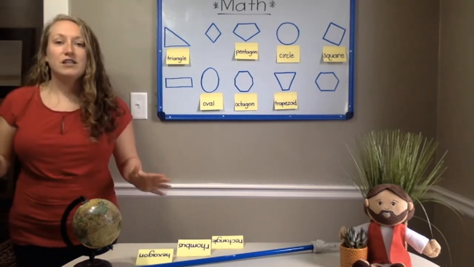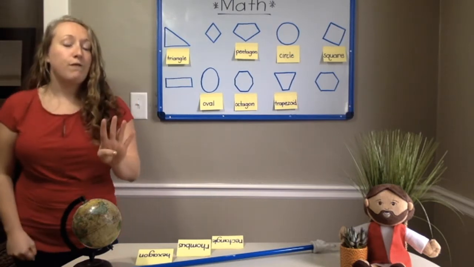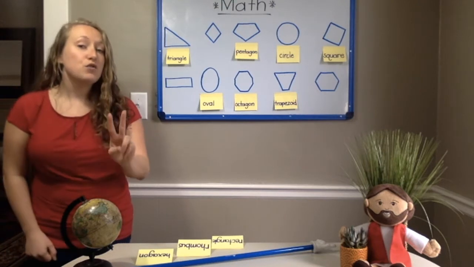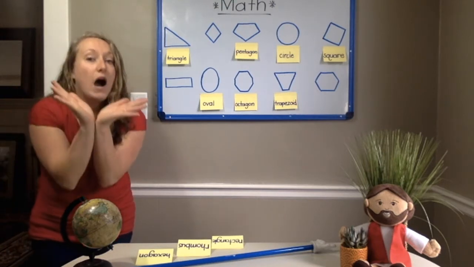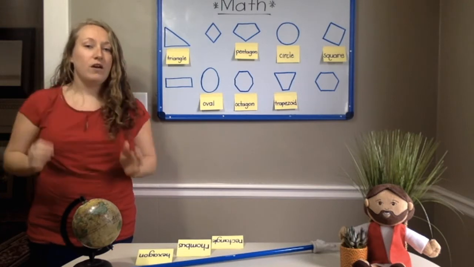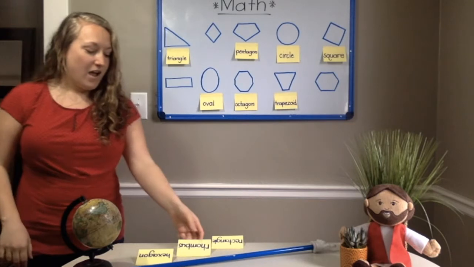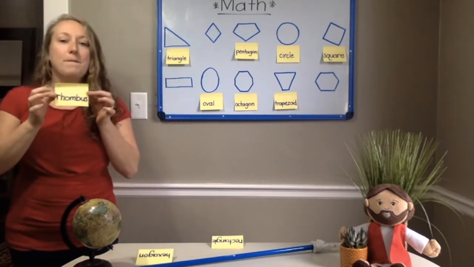Okay, kindergarten, the next shape I'm thinking of has 4 sides and 4 vertices. 2 of the vertices are wide, and 2 of the vertices are narrow. Can you think of the shape I'm thinking of? I'm thinking of a rhombus.